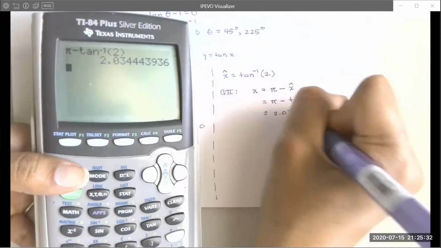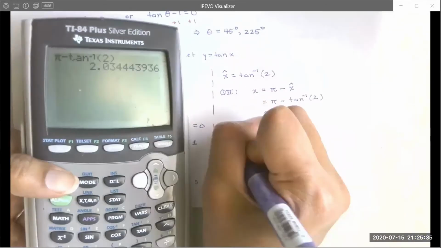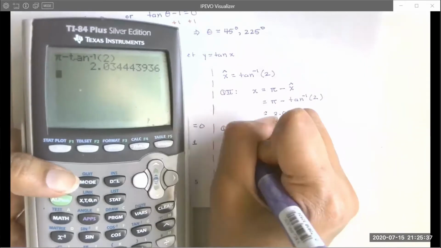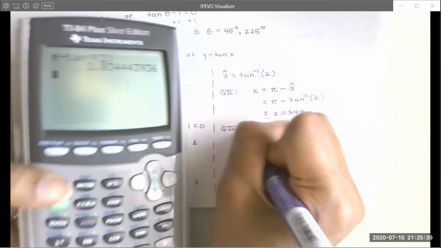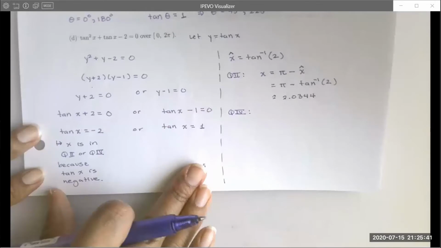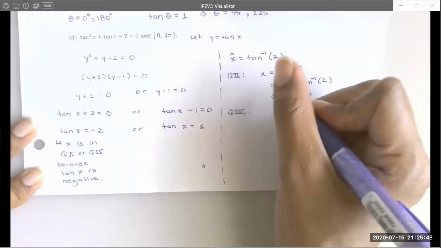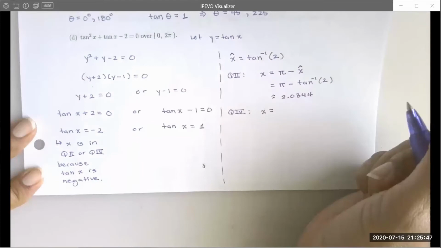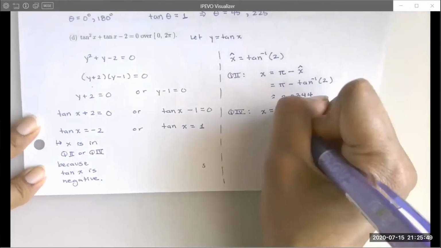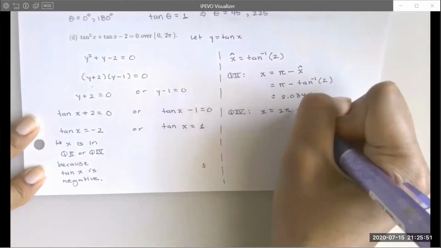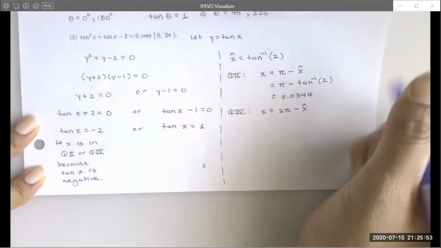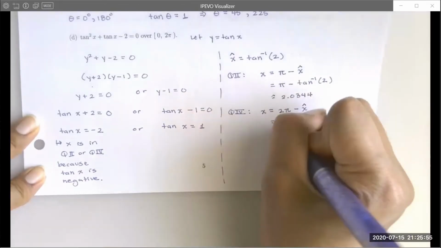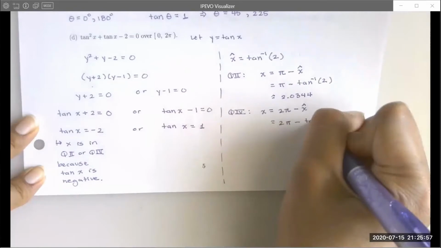So approximately 2.0344. In quadrant number 4, because that's the other place where we said tangent is going to be negative, we're going to have the actual angle. To get the actual angle in there, we would have to do 2 pi minus the reference angle. So that's going to be 2 pi minus tan inverse of 2.